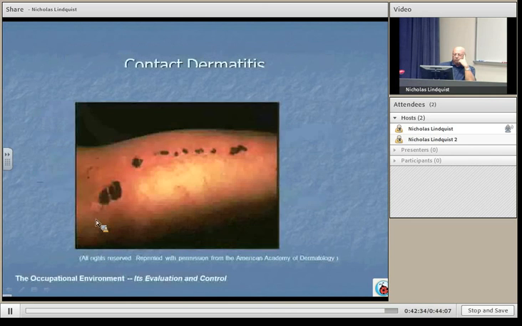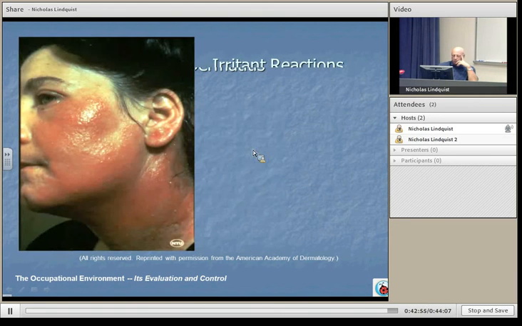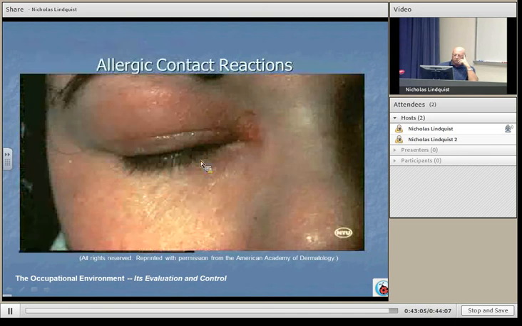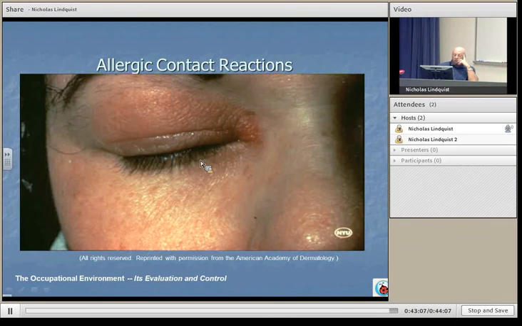Here's just a couple of pictures and diagrams of contact dermatitis. As you can see here, this is chemical damage to the skin, with redness and sores. Here's another photo of a chemical irritation that a worker or an individual has responded to. Here's one, an allergic contact reaction. Notice the swelling and the redness and puffiness around the eyes.